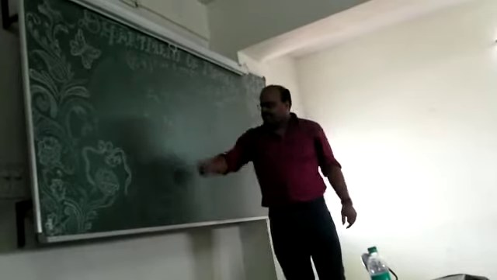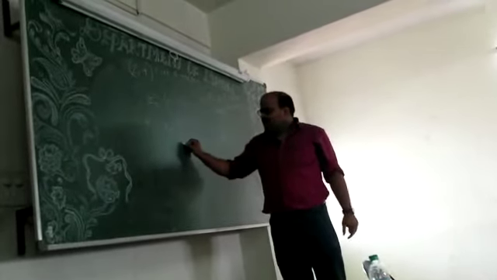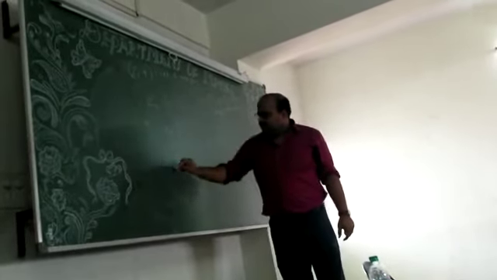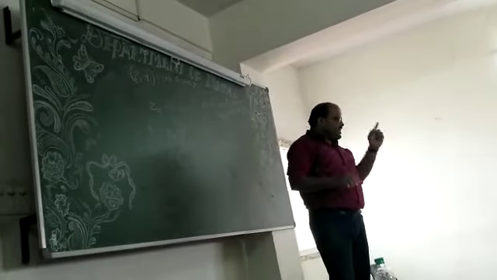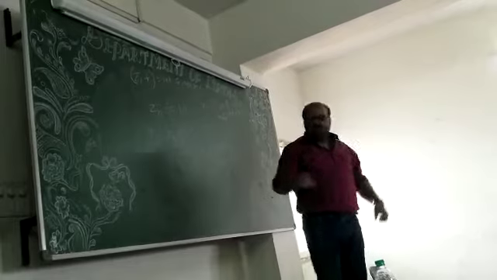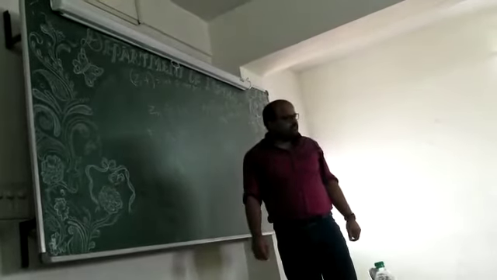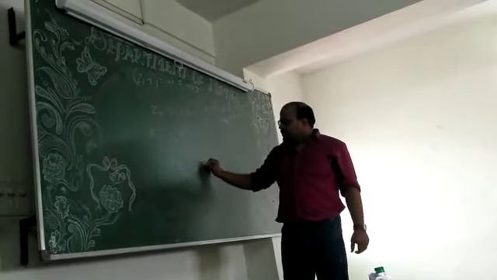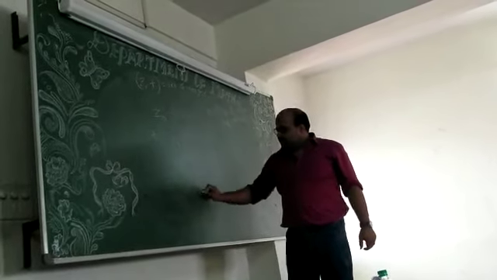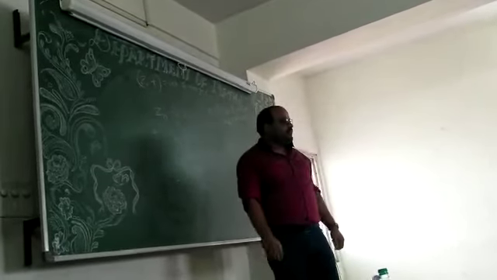Suppose I choose 10 modulo 3. You divide 10 by 3, and the remainder is 1. So 10 modulo 3 is 1. Suppose 12 modulo 2, then the remainder is 0.